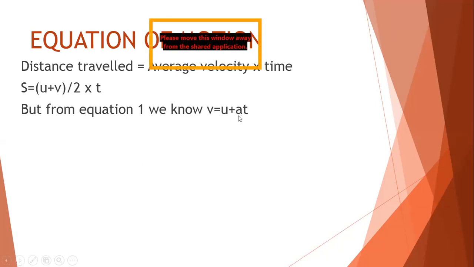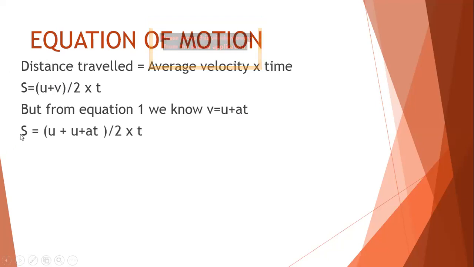So what we are going to do is substitute the value of V, which is U plus AT, in this equation, S is equal to (U plus V) divided by 2 into t. Instead of V, I'm going to use U plus AT. So see what happens. Our equation becomes S is equal to (U plus U plus AT) divided by 2 into T. Clear? We have just substituted, instead of V, U plus AT.